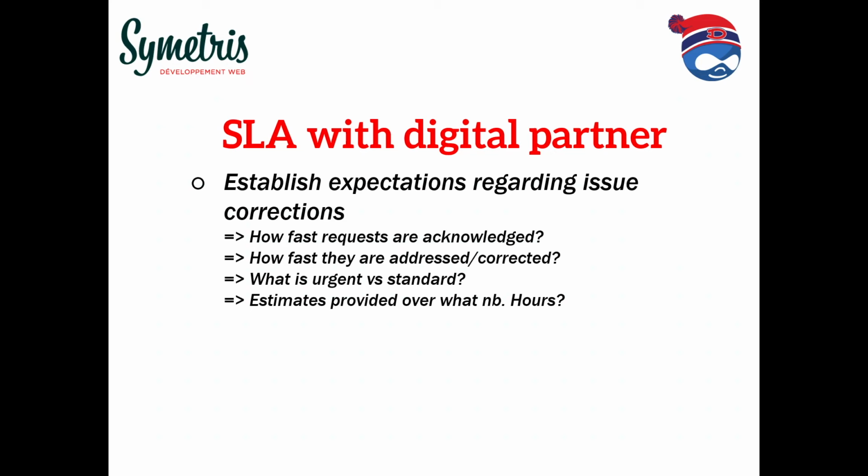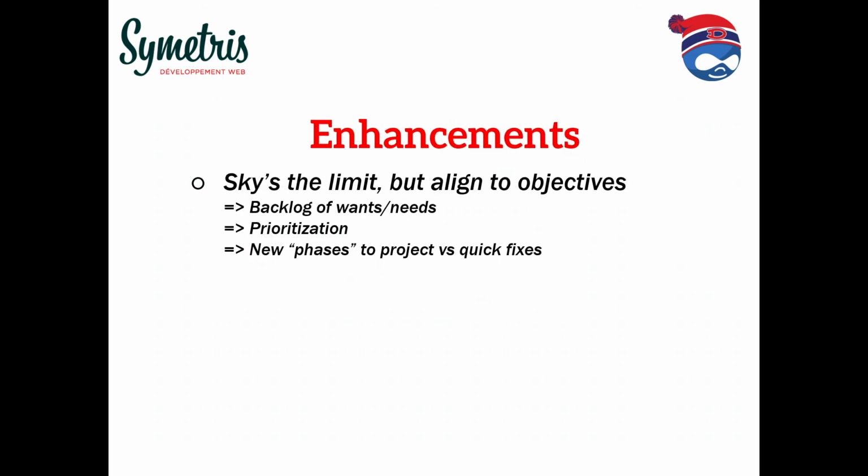So that's the correction, the issues that are fixing the bugs and stuff. And then finally, there are the enhancements. So there are three: prevention, correction, and then enhancing. The enhancement of the website is like the sky's the limit. What's important in this context is, first of all, to have a list of all the stuff that's been discussed in the past.